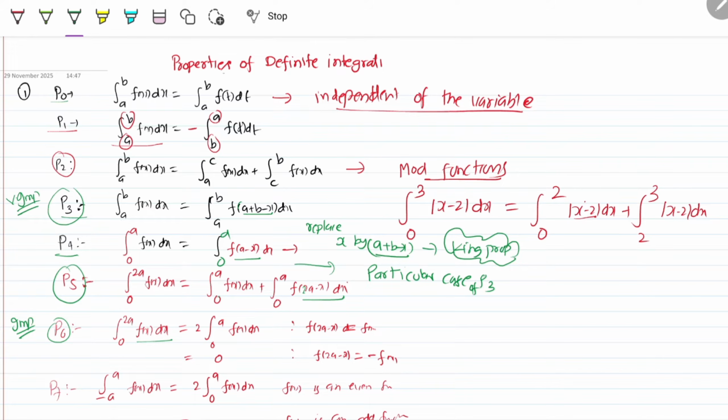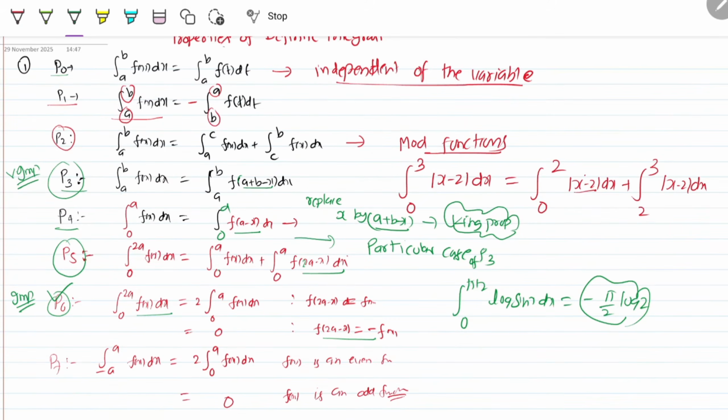And if you remember, we have covered in one video the most difficult integral, 0 to pi by 2 of log sin x dx, whose value came as minus pi by 2 log 2. To prove this integral, we take help of this P6 property. You can refer to the video; I will put it in the link. And it says that according to this property, if f(2a minus x) is f(x), then your integral will be twice the integral from 0 to a, and if f(2a minus x) is minus f(x), then it will be 0.